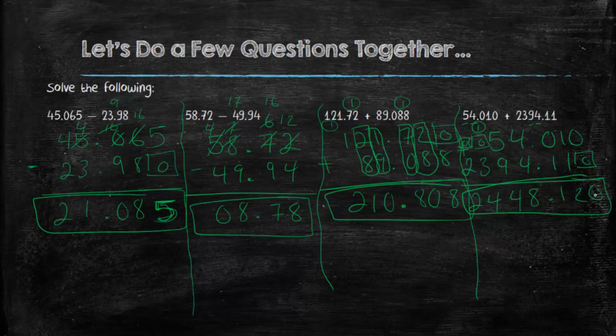So our answer is 2,448.120. We don't have to put this 0 here because it doesn't matter. We could put 10 zeros here and it won't change the answer. Zeros to the right of the decimal don't make a difference. So our answer is 2,448.12.